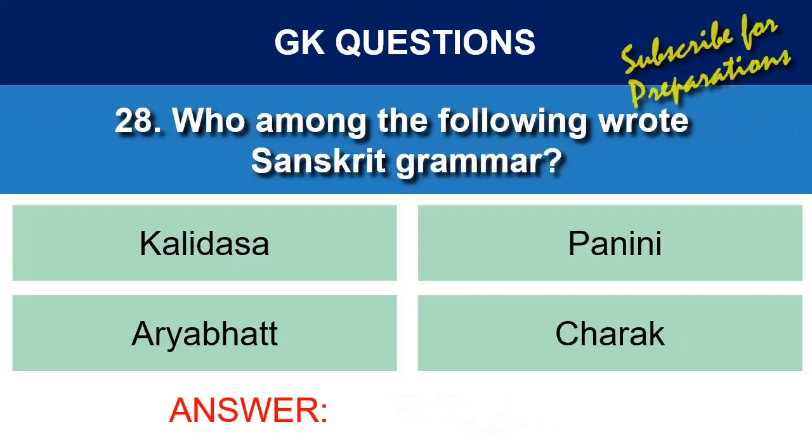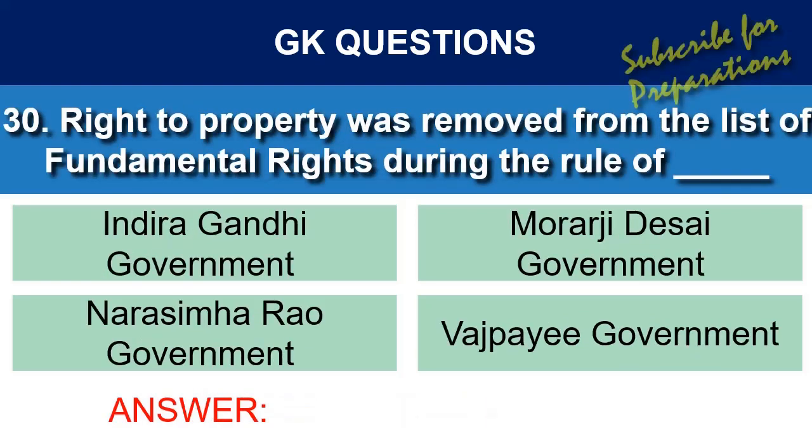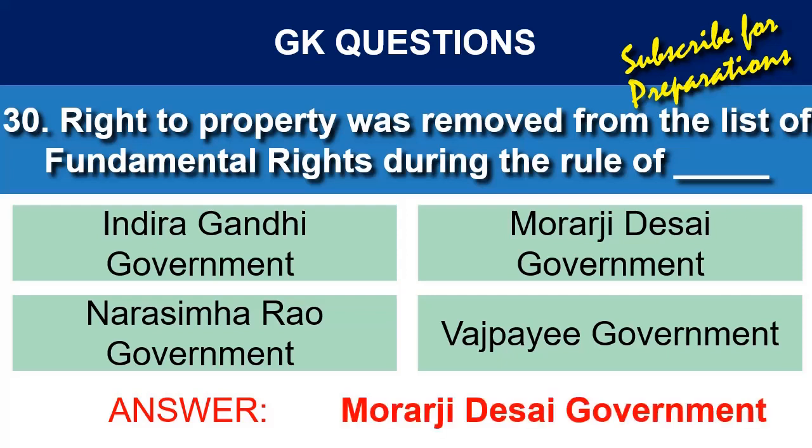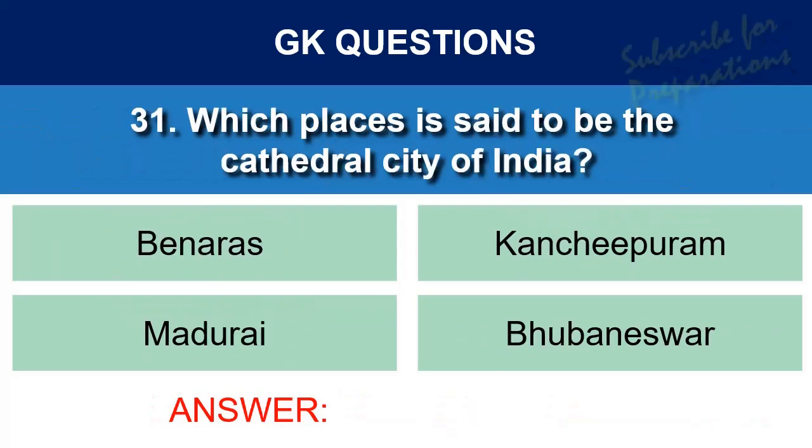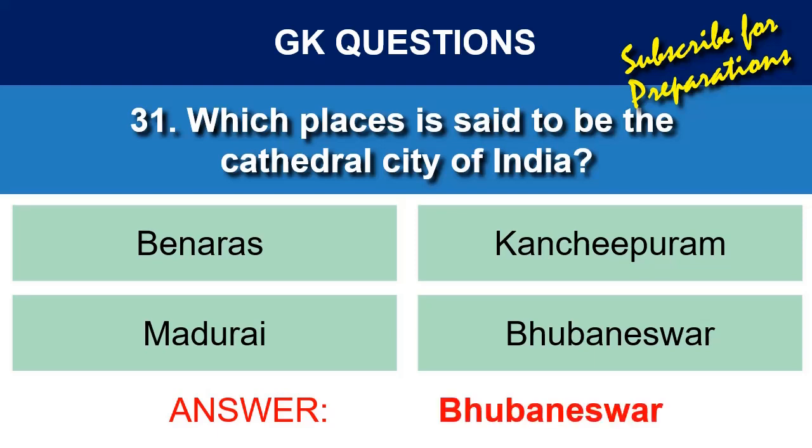Who among the following wrote Sanskrit grammar? Panini. Right to property was removed from the list of fundamental rights during the rule of Morarji Desai government. Which place is said to be the cathedral city of India? Bhubaneswar.